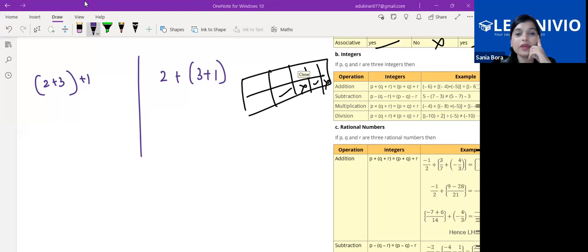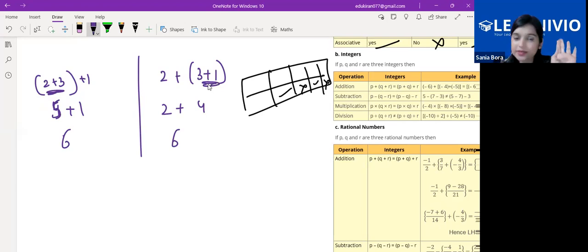Now let's solve this. 2 plus 3 gives you 5, 5 plus 1 gives you 6. And here, 3 plus 1 is 4, and 2 plus 4 gives you 6. So even if I make a group of these two numbers or these two numbers, is it mattering? The answer is the same. So does grouping matter, yes or no?